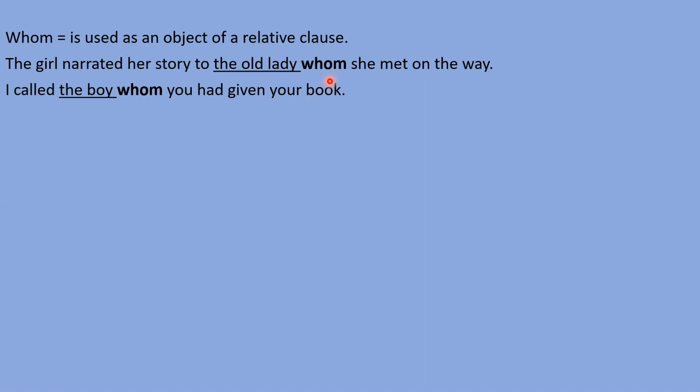I called the boy whom you had given your book, right? So this whom has been used here as an object. Suppose that I say here, you had given your book to a boy. You have given your book to a boy. So your book is also an object, and to a boy, a boy is also an object, but instead of a boy, I have used here whom. So whenever we write any relative pronoun instead of any object, there we have to use whom word, right?